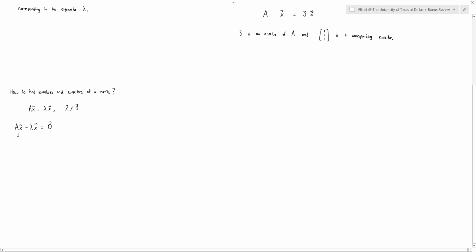Okay. Now here I'm going to factor the x out from both terms on the left-hand side. Now here's something a little bit subtle that happens when I factor out the x. When you factor out the x, it kind of looks like you would be left with A minus lambda. However, this is not quite correct because A is a matrix. And remember, lambda, the eigenvalue, is a scalar. So when you have a matrix minus a scalar, that doesn't make any sense. Okay? That's undefined. We can't do that.